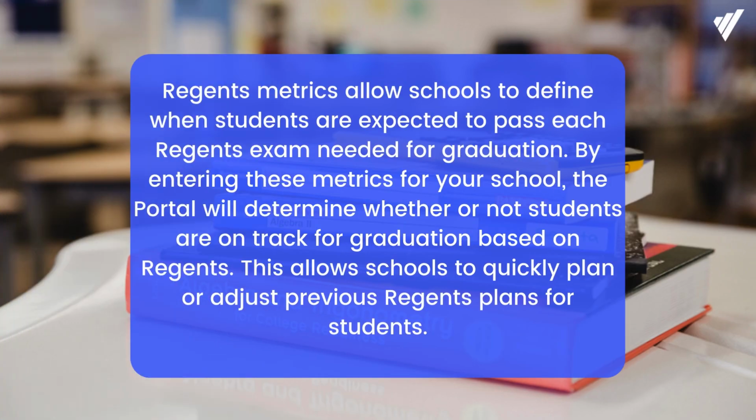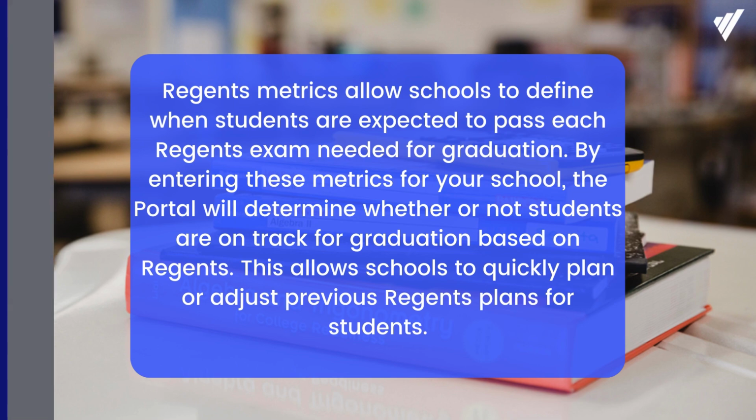Regents metrics allow schools to define when students are expected to pass each Regents exam needed for graduation. By entering these metrics for your school, the portal will determine whether or not students are on track for graduation based on Regents. This allows schools to quickly plan or adjust previous Regents plans for the students.